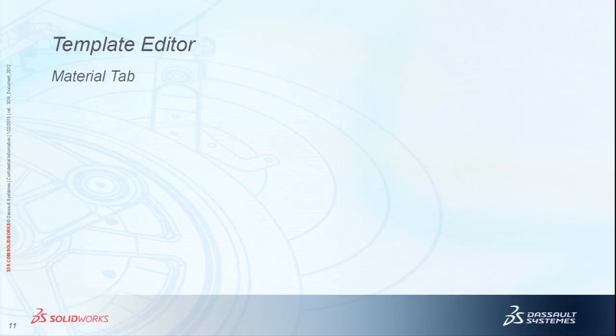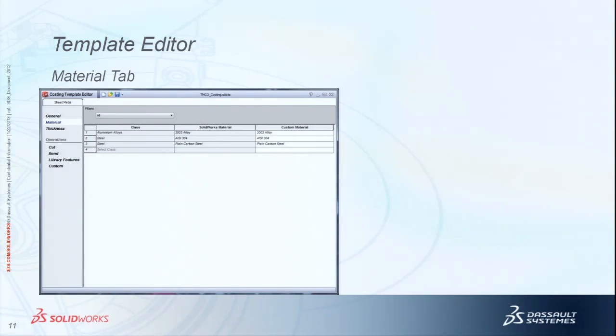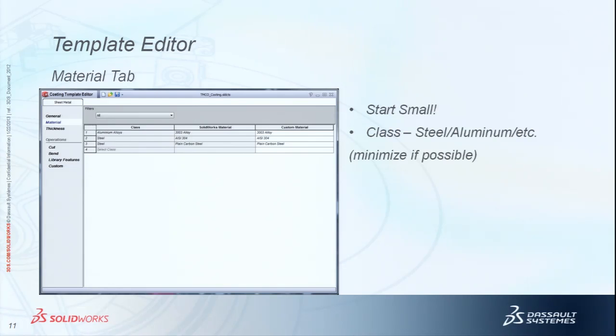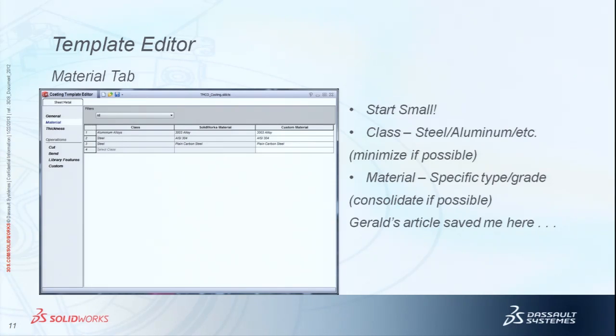Moving on. Material tab. What were the 2 magic words? Start small. It gets unwieldy really quick, and this is where the snowball starts. So there are classes, and if you can kind of minimize these, it's going to help. Out of the box it'll have, I think it's 7 or 8 classes, and I was like, woohoo, I'm going to add about 5 more. Material, this is just the specific type within this class, and if you can consolidate these, and I'll talk about that more, it helps out a lot, especially with testing.